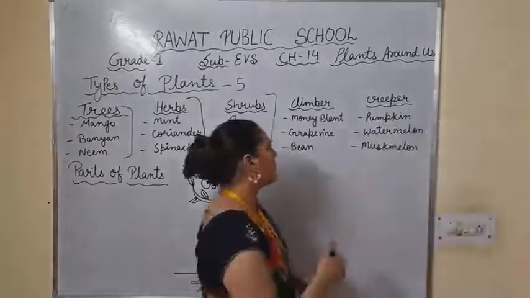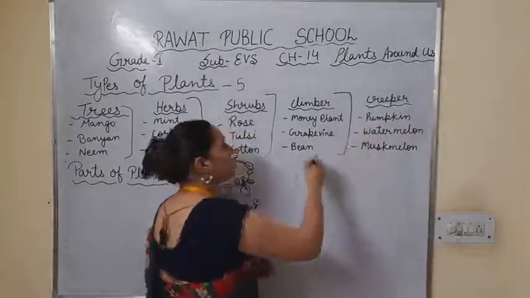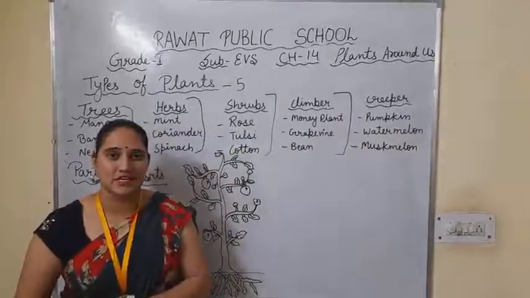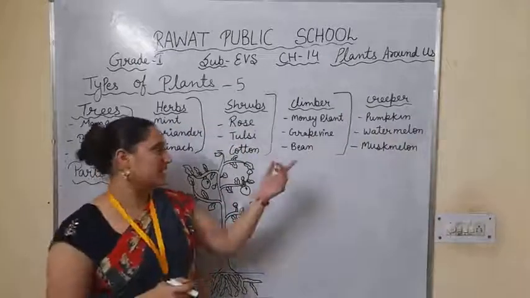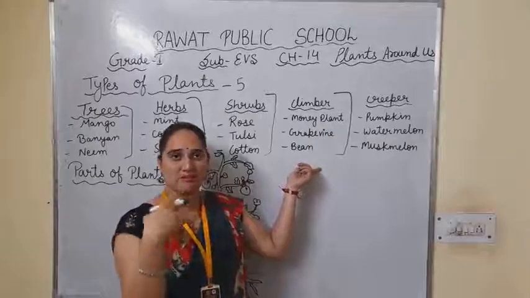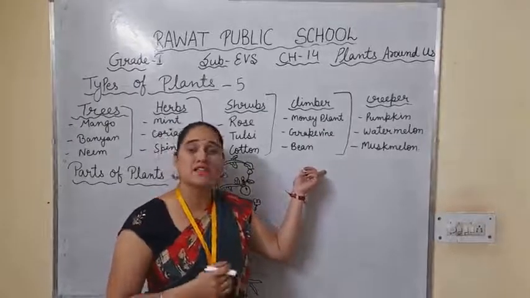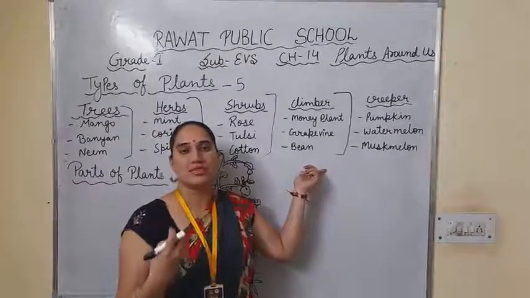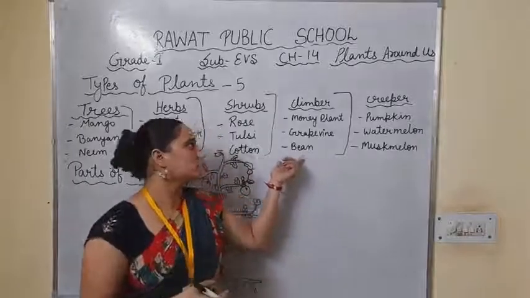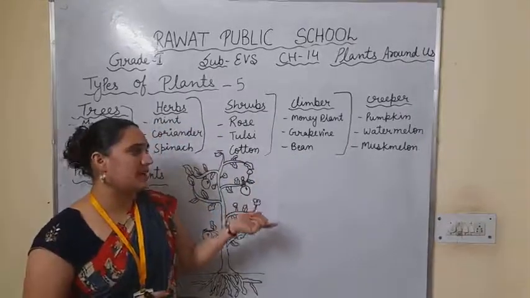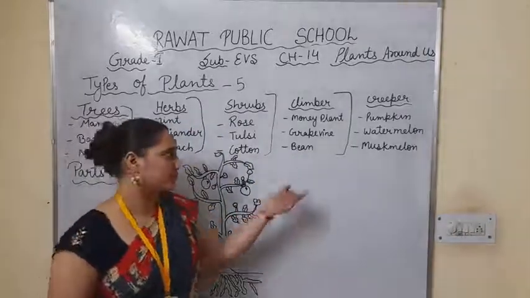Next we talk about climbers. Their stems are very delicate, or you can say very soft. They cannot stand straight by themselves. So they need the support of some stick or a wall. So the examples are money plant, grapevine and bean.